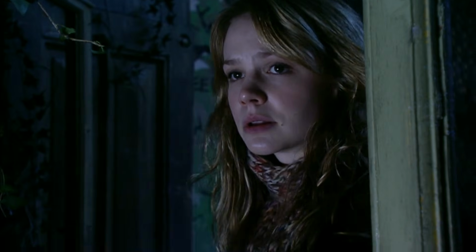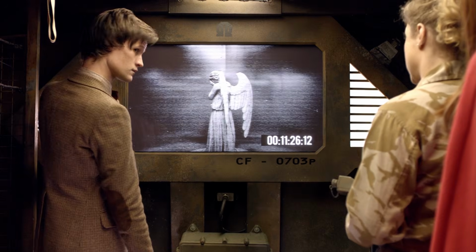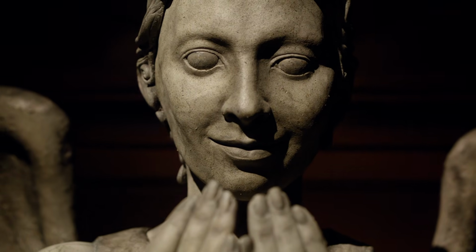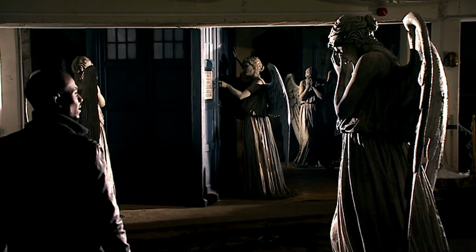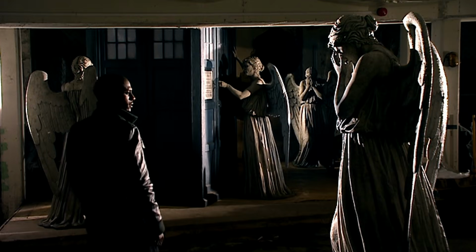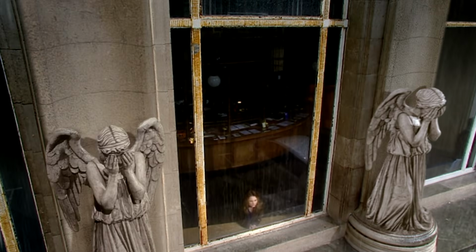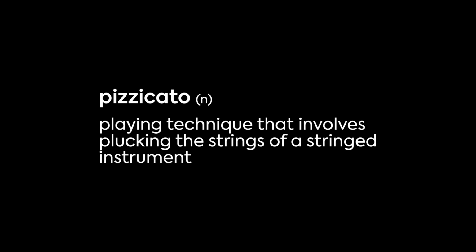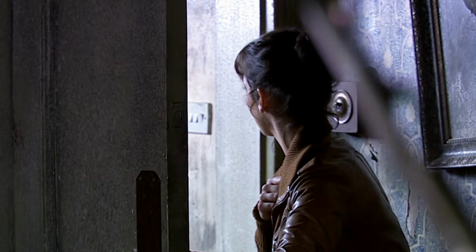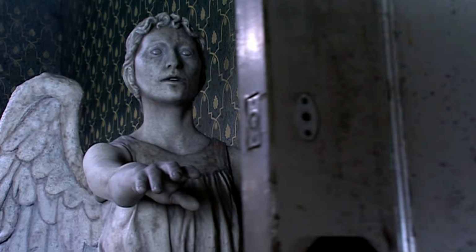In 2007, Stephen Moffat introduced us to a new monster, and perhaps the only one that could actually rival the iconic status of the Daleks and Cybermen in popular culture, the Weeping Angels. Now, the Weeping Angels don't really have a theme as such, it's more of a sound. In all of their stories, they're accompanied by high pizzicato strings, often distorted or slightly out of tune to create that tension and unsettling atmosphere.